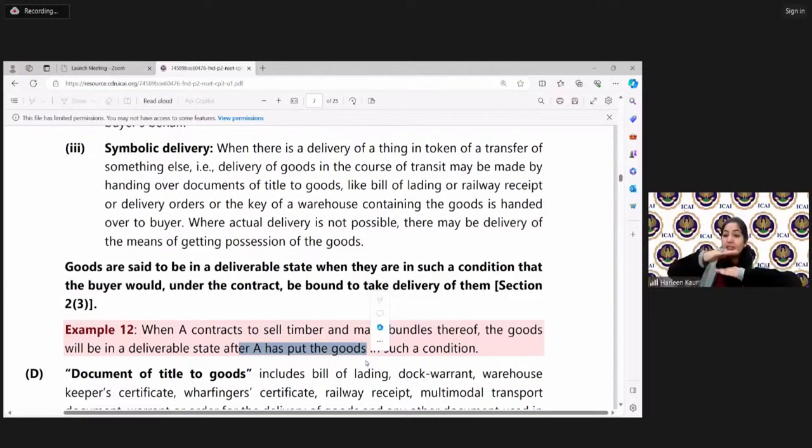So उसने कहा था कि I will take the goods from you only when you have cut the timber, you have made the logs, and then I'll come and take it from you. So now it is the responsibility of the seller to cut the timber and make the bundles and then inform the buyer, now the goods are in deliverable state, please come and take. Otherwise, unless the goods are in deliverable state, he will not come and take it, because that is the agreement, that is the contract which has been made. It has to be completed up till that.